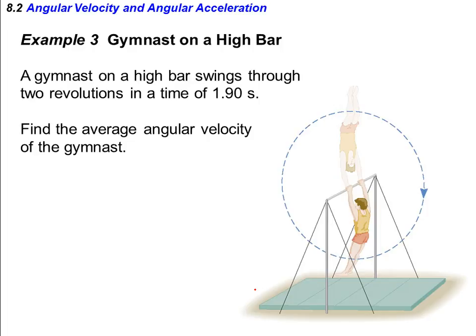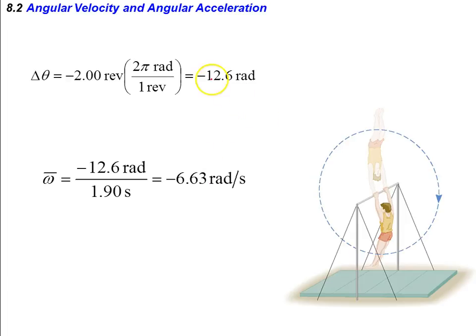And so if we look at this situation, a person spinning around and goes through two revolutions in 1.9 seconds, what's the average angular velocity? Well, that 2 revolutions needs to be converted into 12.6 radians, so we say that the average angular velocity here is 6.63 radians per second. Now, why is this negative?